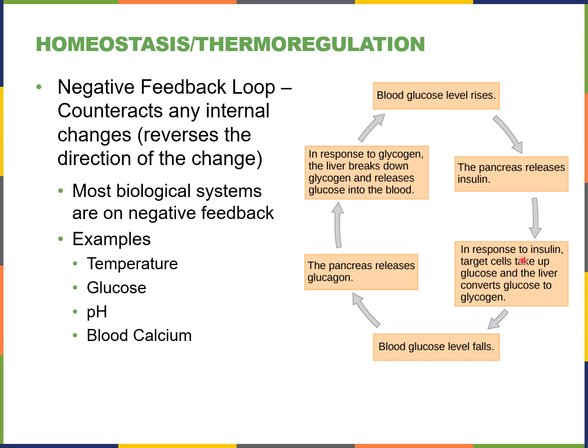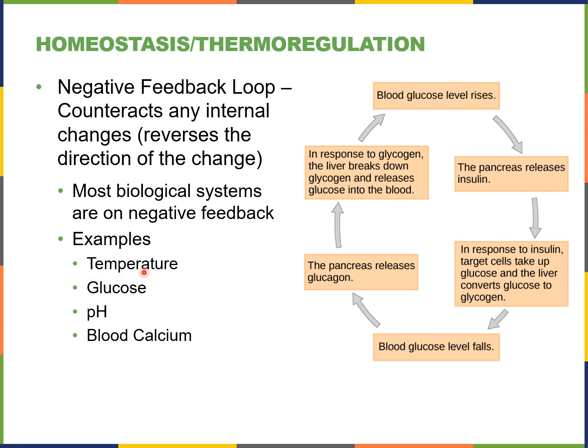In response to the insulin, our target cells will take up that glucose, and our liver is going to convert it into what's called glycogen. So that's kind of like stored energy for us. And our blood glucose level is going to fall back down to where it should be. Then our pancreas is going to release glucagon. And in response to glucagon, the liver is going to break down glycogen and release glucose into the blood. And we go through this whole feedback loop of rising and lowering our blood glucose levels as we eat and as our body works against it so that we maintain our set point.